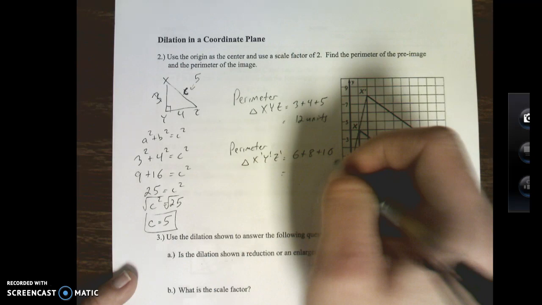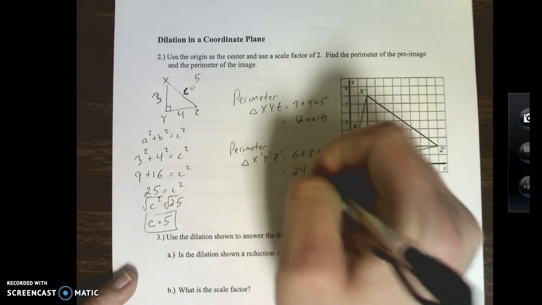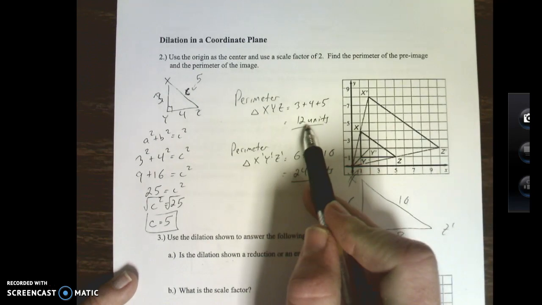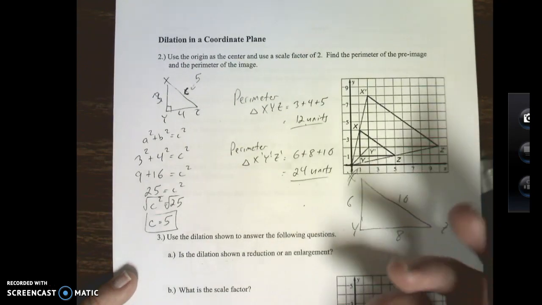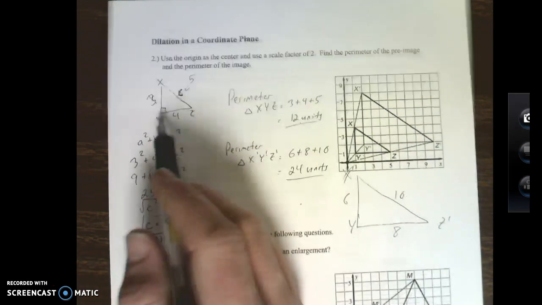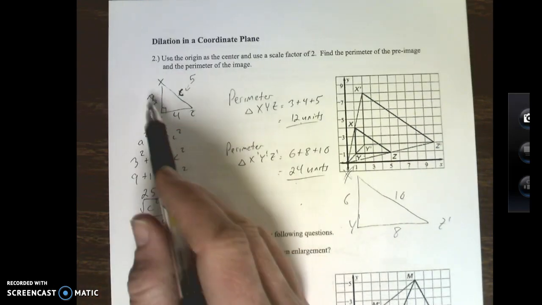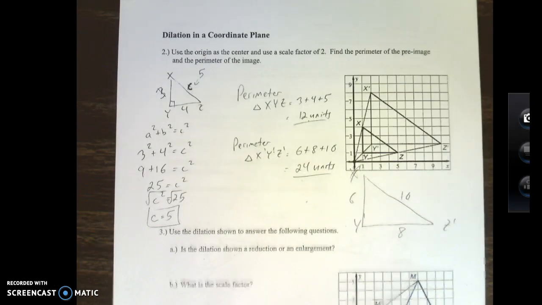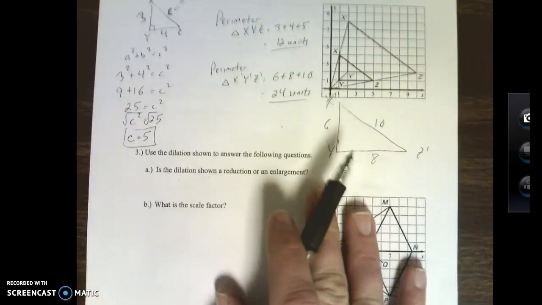6 plus 8 is 14, plus 10 is 24. Doesn't that make sense? Because think about it, the original one was 12. I'm doubling it, it's now 24. Okay? Definitely a harder problem, but nothing that you can't handle. This is also a very special right triangle. If you have a 3, 4, 5 right triangle, you will see that again and again and again, and then again after that, and again after that.